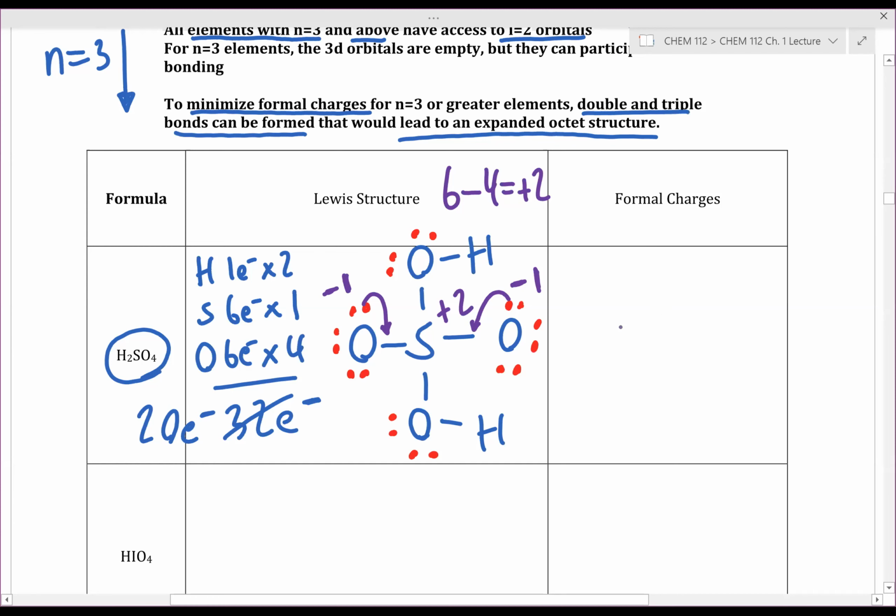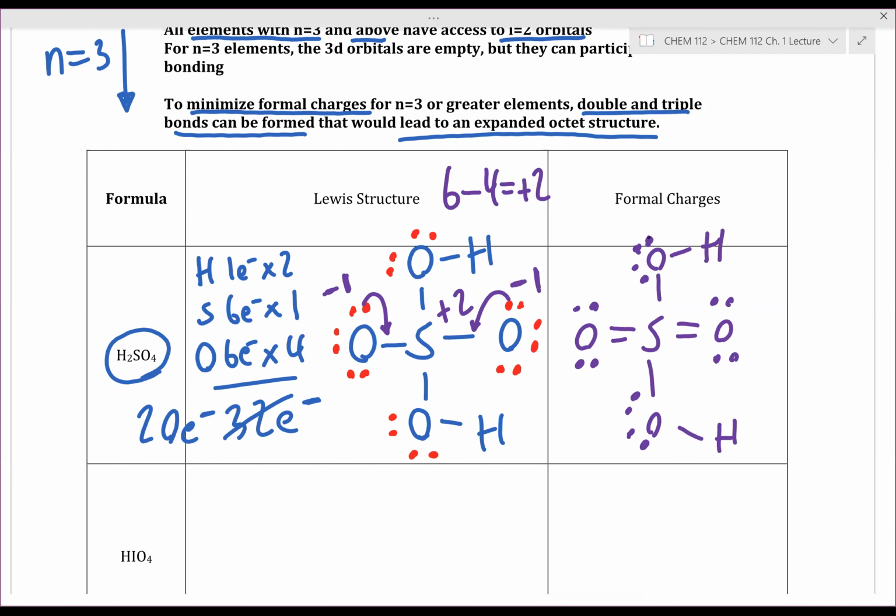let me draw this in the exact same orientation. So looking at this final structure, we have eliminated our large formal charges by invoking an expanded octet. Now, would we be able to do this if we had oxygen as a central atom? No. And the reason being is only elements in n equals 3 and below have empty d orbitals that they can use for expanded octet bonding.